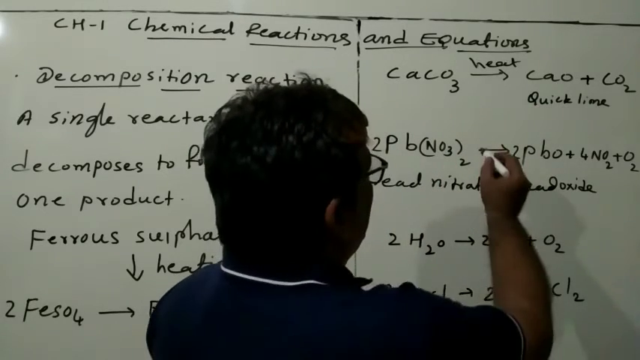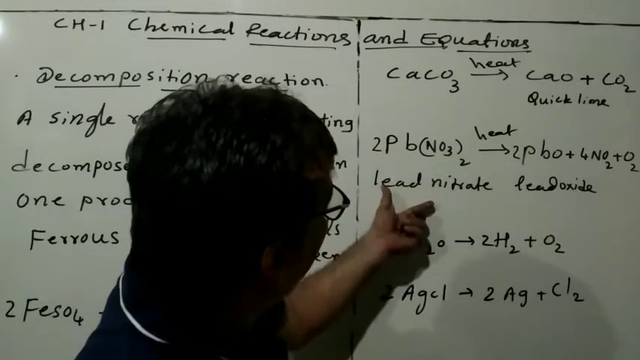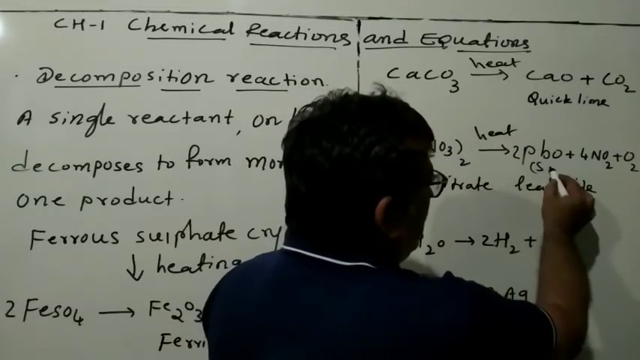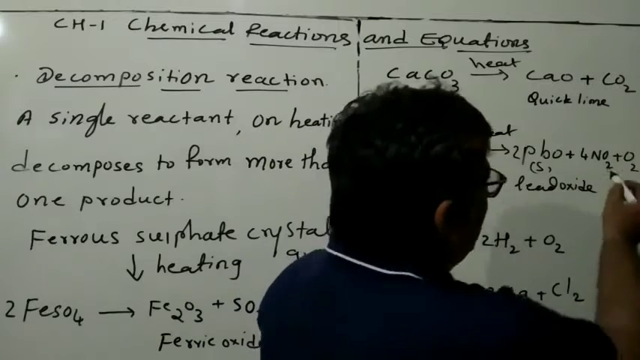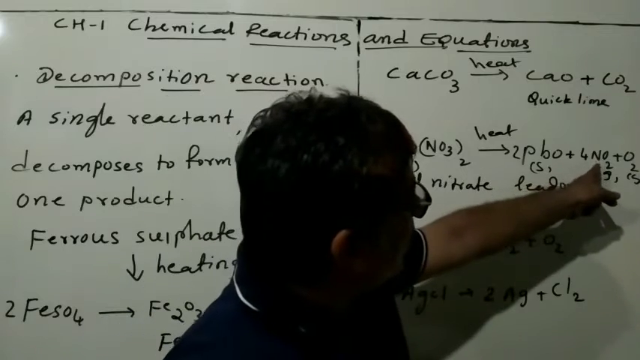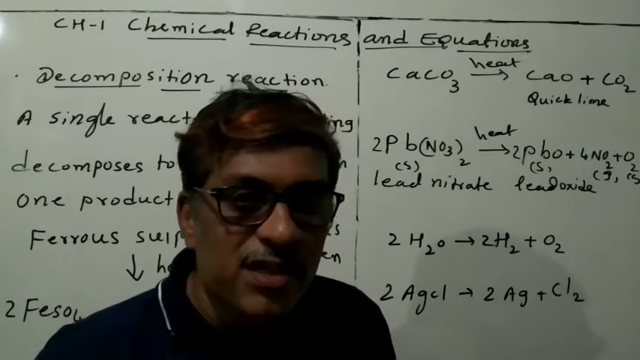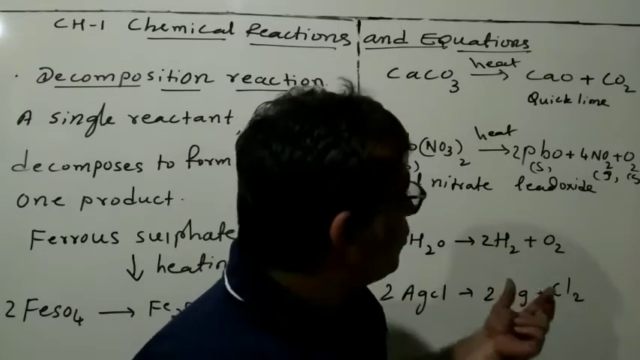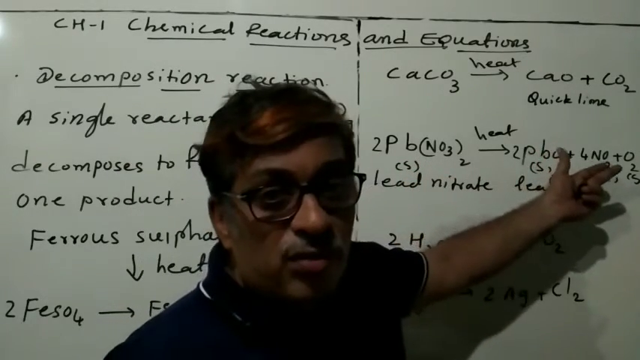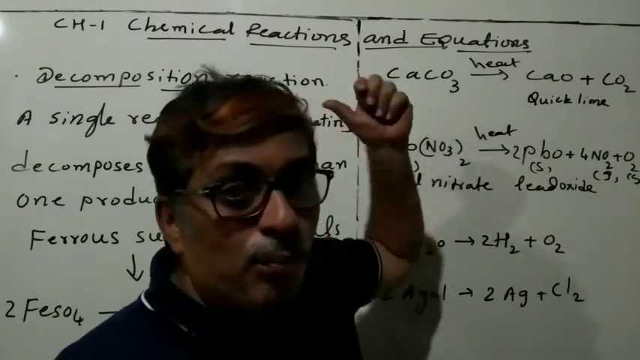Next, one more example of decomposition. This is all by heating. Lead nitrate is a solid. On heating, you will get lead oxide, which is also a solid, and nitrogen dioxide gas, and oxygen gas is also formed. Nitrogen dioxide is a brown colored gas, which we call fumes or gas. Sometimes we ask the question: when lead nitrate is heated, which colored gas is formed? A brown colored gas is formed. So this is an example of decomposition reaction.